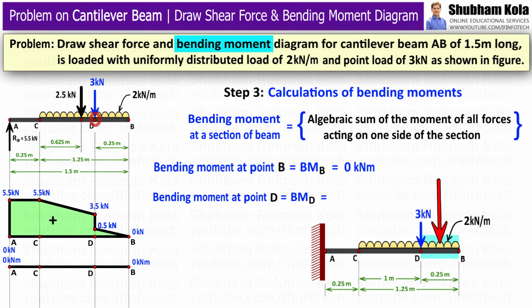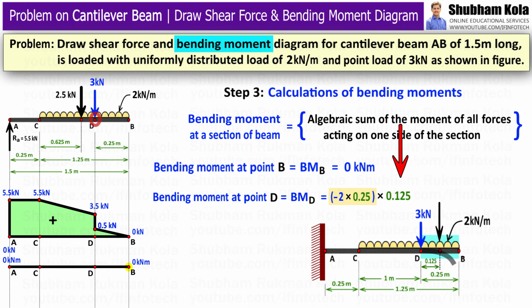So here a UDL of 2 kN per meter is acting on the beam in the downward direction. Due to this, the beam shows hogging effect, and for hogging effect of the beam, I will consider this force as negative. So firstly, I will convert this part of the UDL into a point load, that is minus 2 kN per meter into distance 0.25 meter, and this point load is acting on the midpoint of the UDL, that is half of 0.25 meter, that is 0.125 meter.